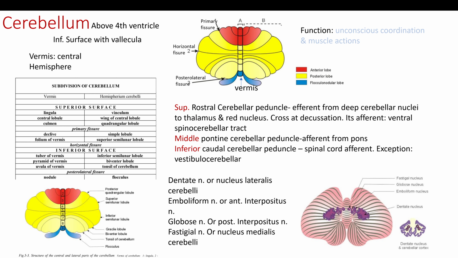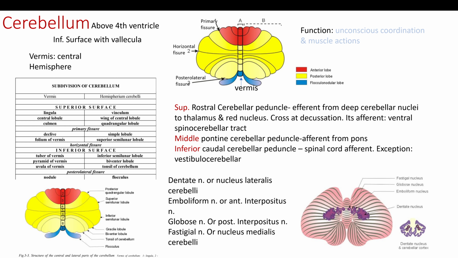There we see, like on the image, first of all the primary fissure, the horizontal fissure, then most inferiorly the posterolateral fissure. It is part of the motor system responsible for unconscious coordination and fine control of muscle actions.